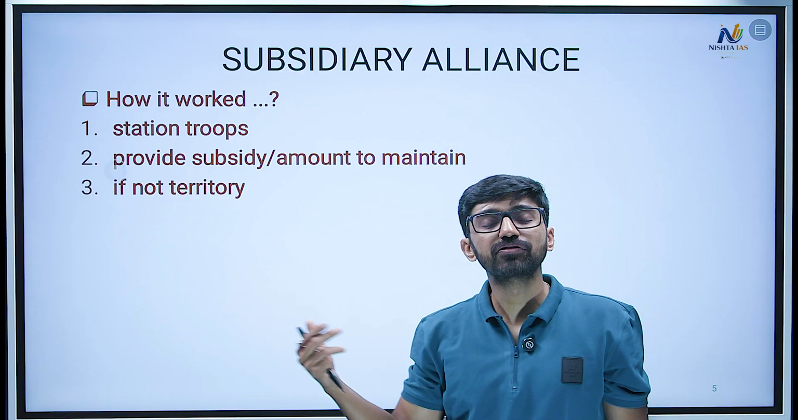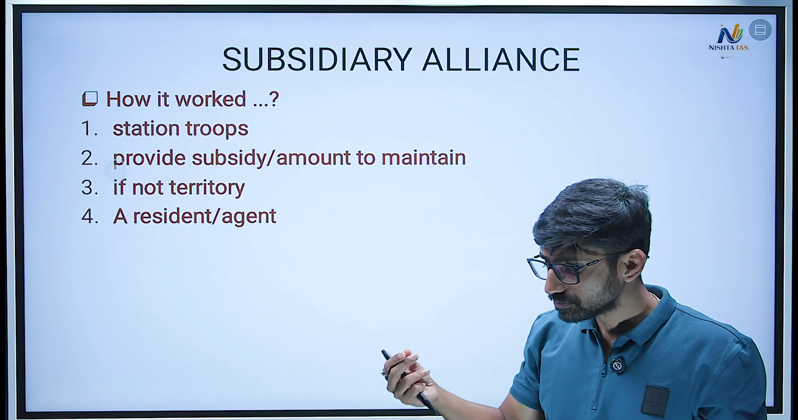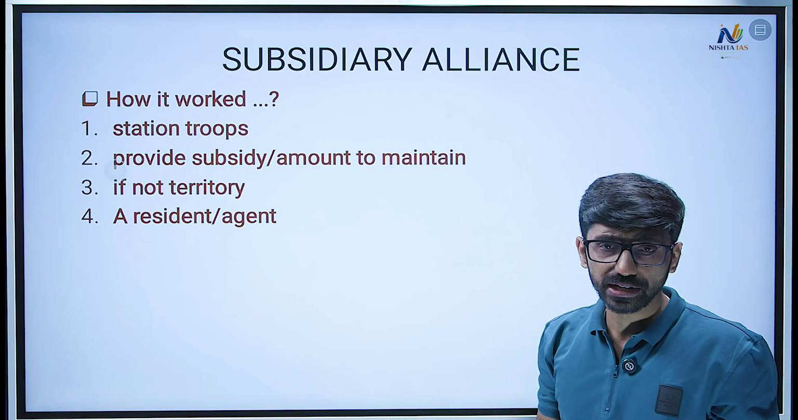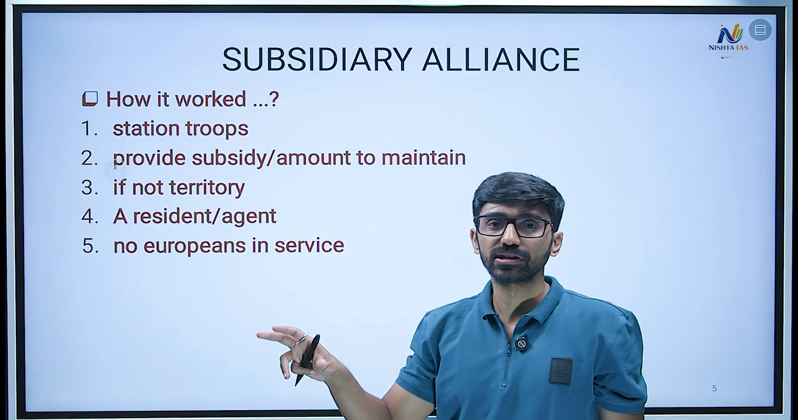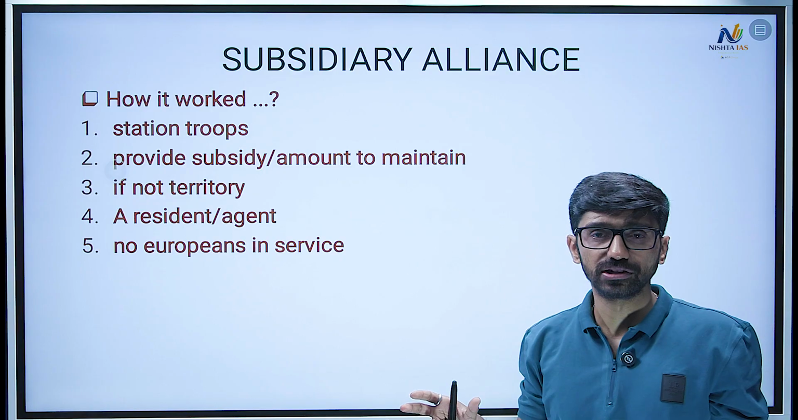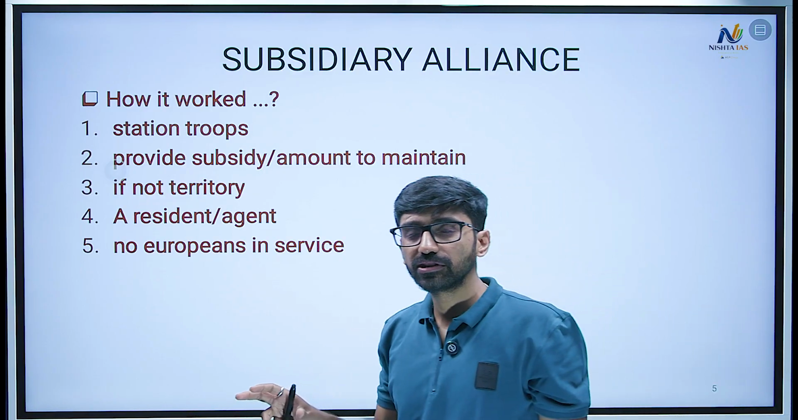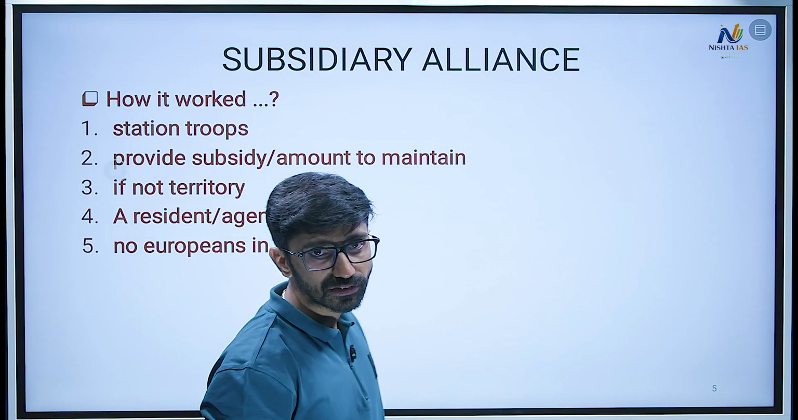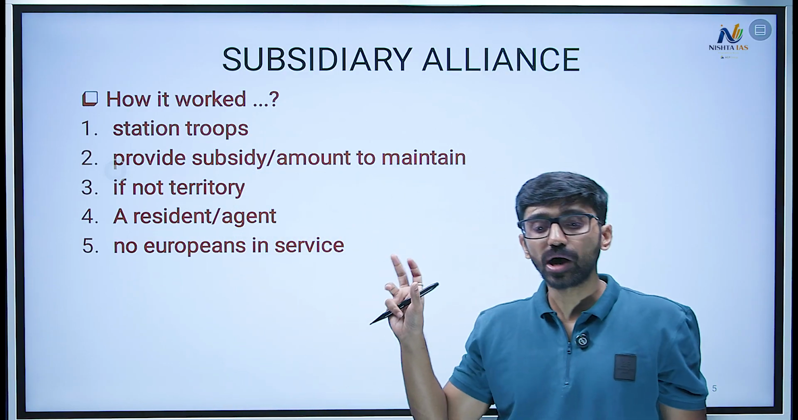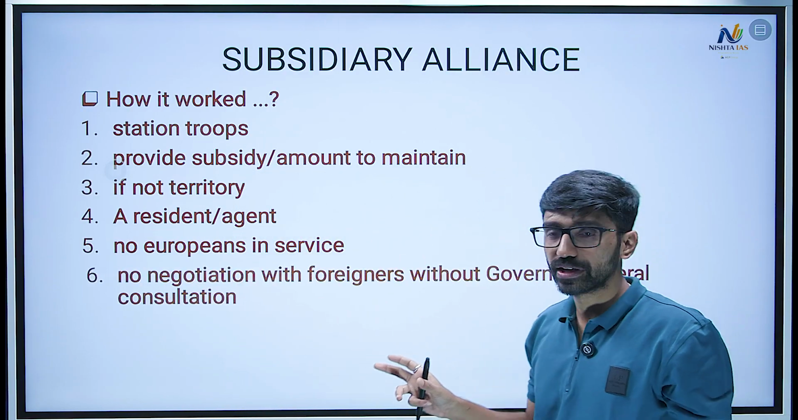And from that territory, the British are going to collect taxes, and a British officer will also be named over there. British officers will be stationed there, that is, a resident or agent will be stationed. And they have to make a promise to Indian states that they are not going to support any Europeans in their services. They are not going to give any concessions to other Europeans, of course, other than the British.